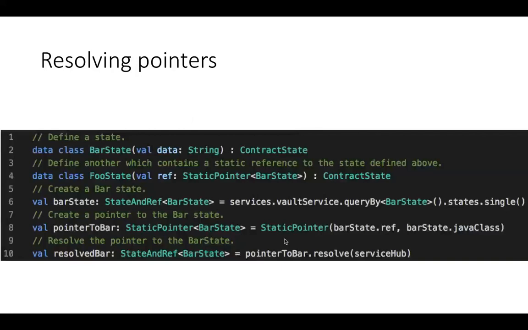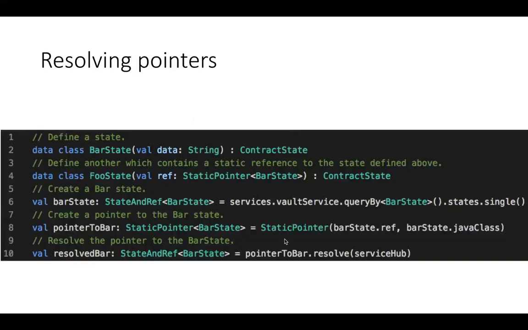So how do we do this in code? Well, you can see this is really just a copy-paste of the code from last time. So lines 1 to 8 are the same. So I create the pointer to bar, which is a static pointer, but then on line 10, I resolve it. So I just call the resolve method on pointer to bar. I pass in a service hub instance because this is done inside a flow, and I get a state and ref back of type bar state. So that's pretty simple.